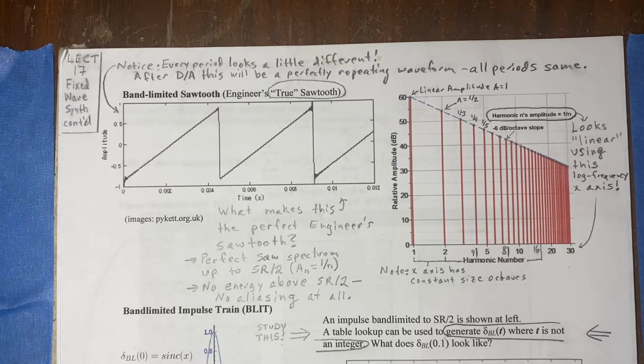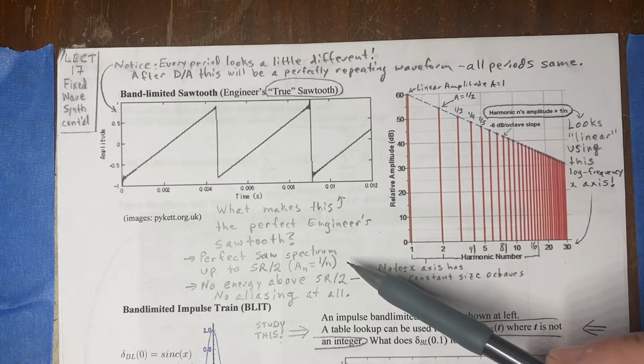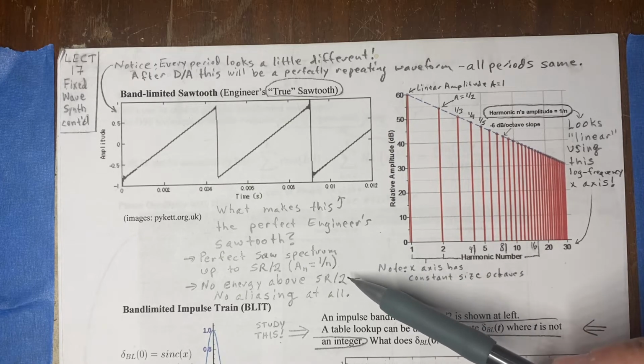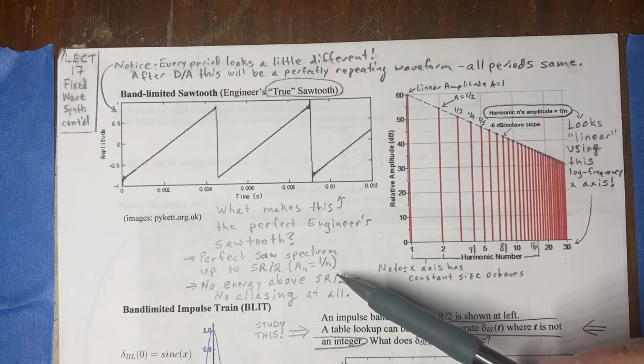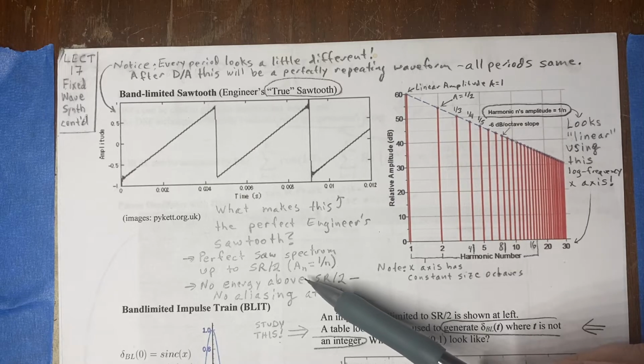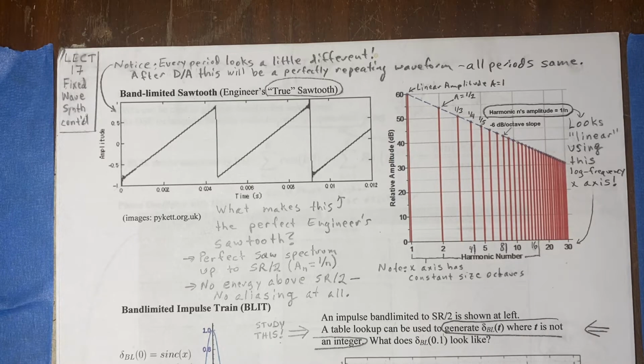So what makes this a perfect engineer's digital sawtooth? Well, first of all, it has a perfect saw spectrum. It has a sawtooth spectrum where the amplitudes of each partial are 1 over the partial number. So a sub n, or amplitude of the nth partial, is 1 over n. And that's all the way up to sample rate over 2. Okay, so it's band limited. It only has energy up to sample rate over 2. Right? The half sample rate is the limit, and that's super, super important because a digital signal can only have energy up to the half sample rate.